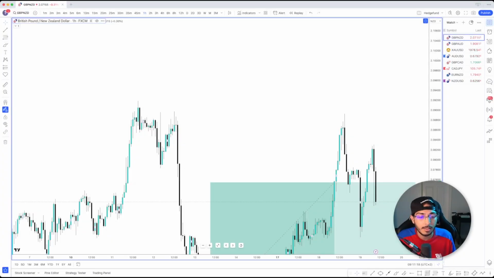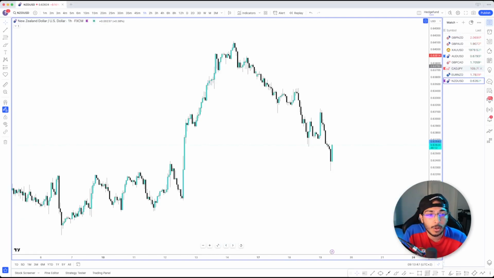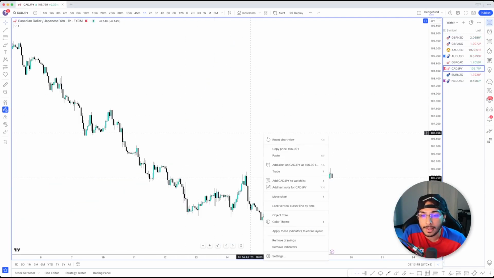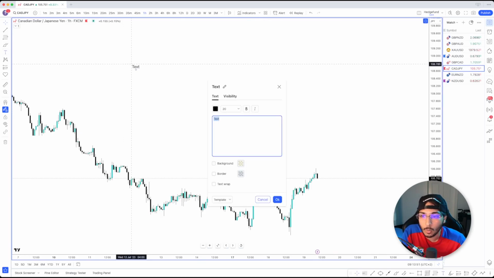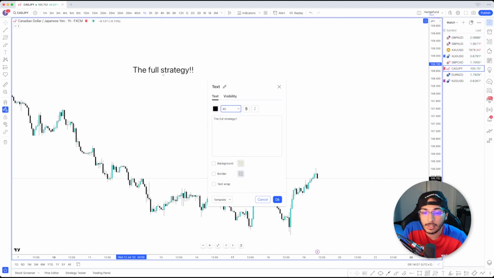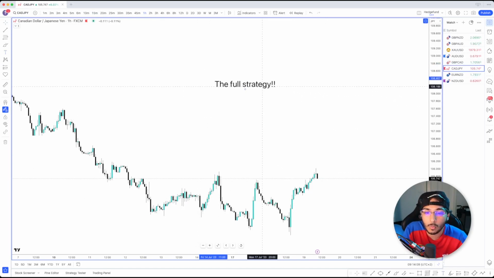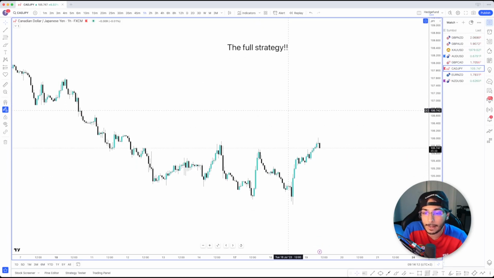I want to just make the session a little bit more educational today. I'm just going to be going over the strategy, the idea and the theory when it comes down to the market. So what we want to do is go over the full strategy, right? What does the full strategy really entail? We have to understand what it entails, and it's just a process of how we look at the market.